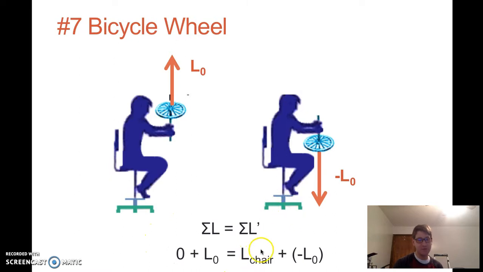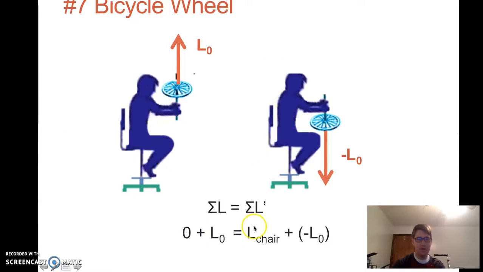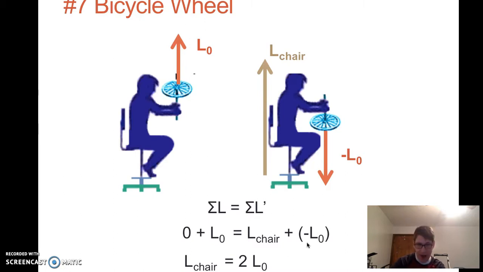Afterwards, I'm going to have two things moving. I'm going to have the chair or the turntable moving, and I'm going to have the wheel moving, which this time is moving at negative L naught. Let me move this thing down. So the wheel is at negative L naught. And so if you solve this algebraically, you should see that the chair is now going to end up with an angular momentum twice the angular momentum of the wheel. Right? Because if you add this L naught over here, you get that the L of the chair is 2 times L naught.